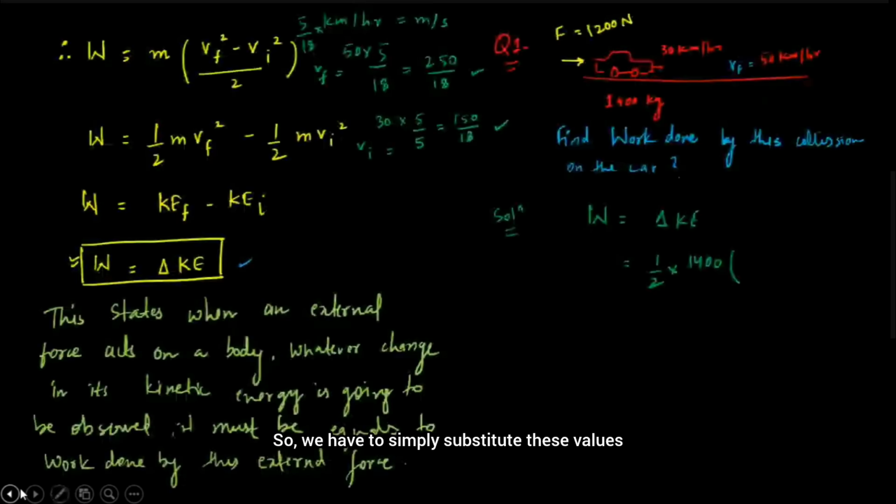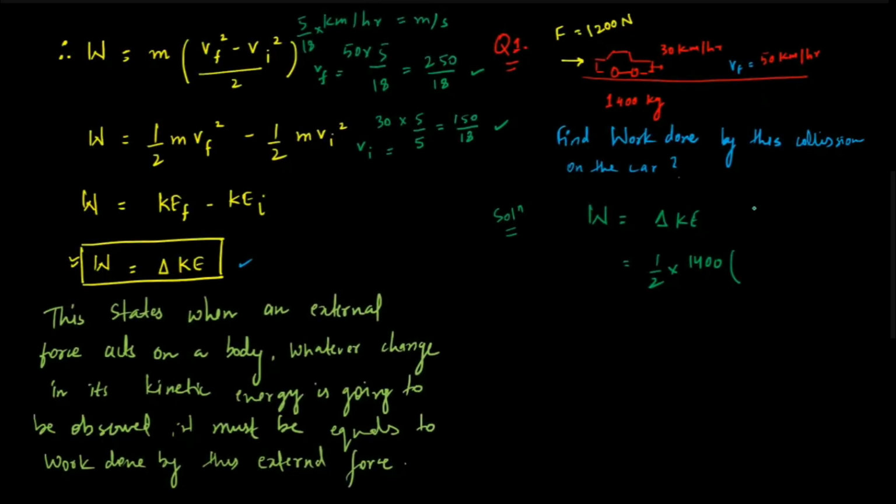So we have to simply substitute these values. We can reduce them, but let's just keep it till here. So 250 square upon 18 square minus 150 square over 18 square.